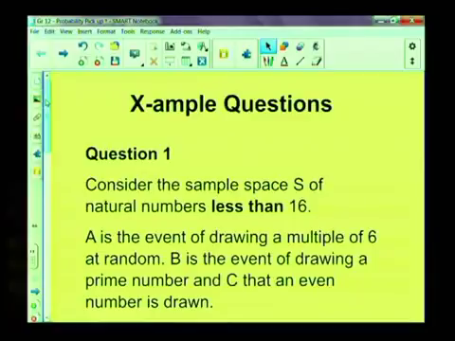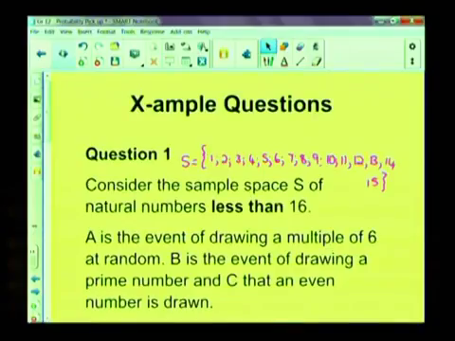Now it says, consider the sample space S of natural numbers less than 16. Right, so sample space is the big set. So a very good idea when you first start, obviously you're not first starting, so you would be all right with this, but if you were revising it, maybe not a bad idea to do this, is to go along and list your sample space. So S is equal to, notice the curly brackets, which means the set of, and along I go listing all these elements.